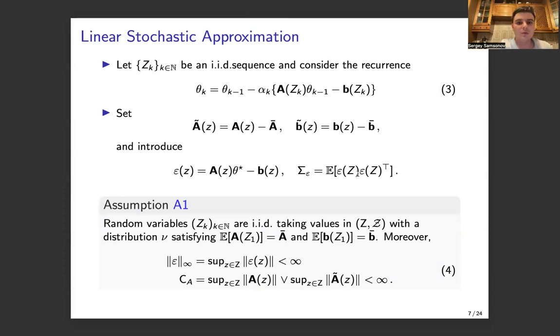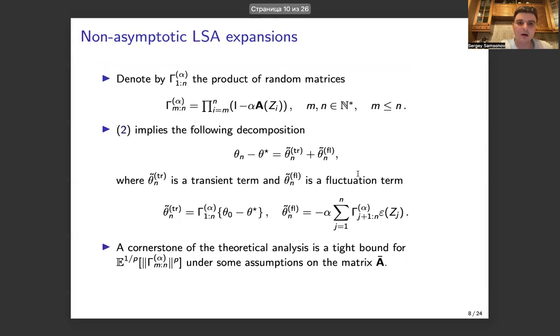In this case, we can define the noise variable epsilon, which measures the noise level of the problem at the optimal point theta star. And then we can make our first assumption, A1, which states that our sequence of random variables Z_k are independent and identically distributed. They provide unbiased estimates of A bar and b bar, respectively. Moreover, we assume that the noise variables epsilon are uniformly bounded, as well as the random oracle A and the centered version of A, respectively.